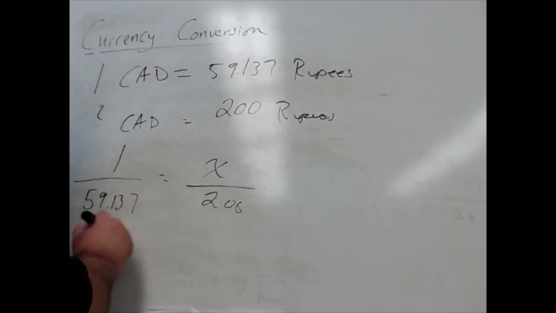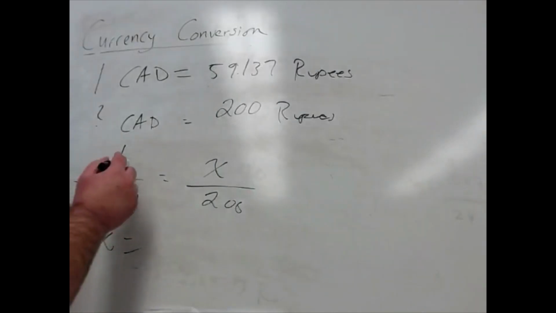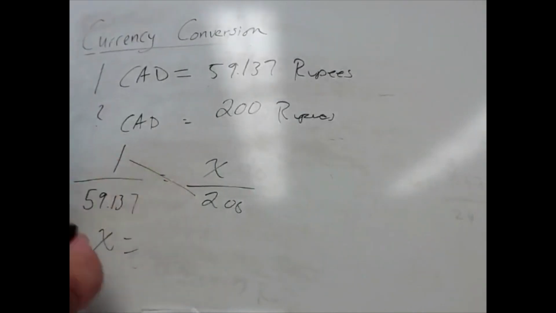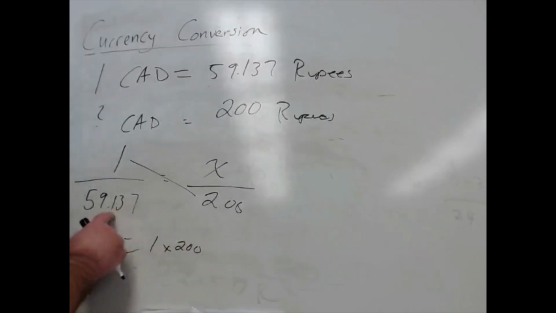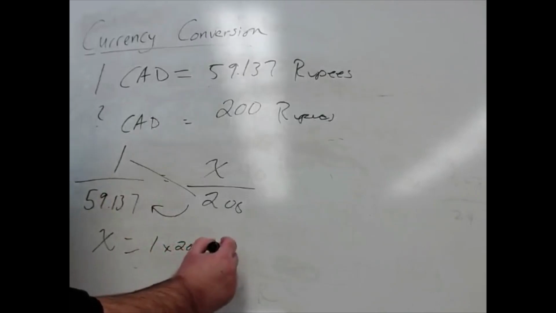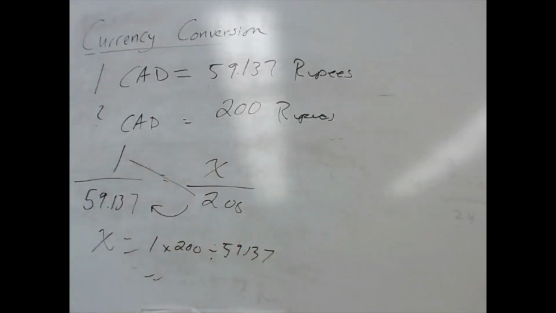Now to find out what the missing value is, I would cross multiply. I'm going to have to multiply these two numbers together. So 1 times 200, and then divide by the number that's left over, which in this case is 59.137. And that gives me approximately 3.38 Canadian dollars.